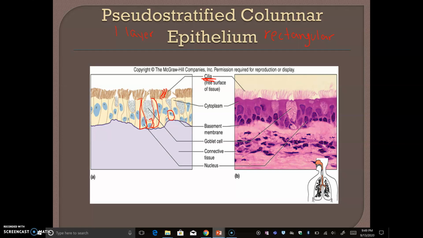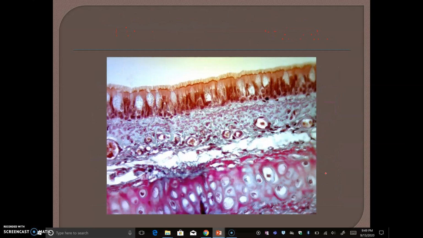And a good example of this is our respiratory tract. So if we can see here, we can see the cilia here, and we can see how these cells have different sizes.